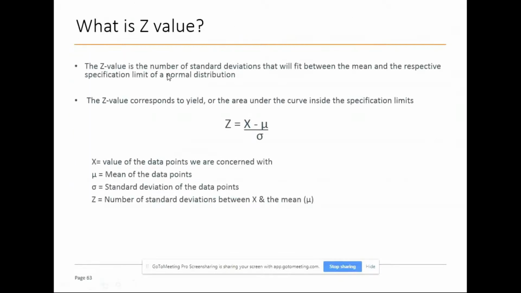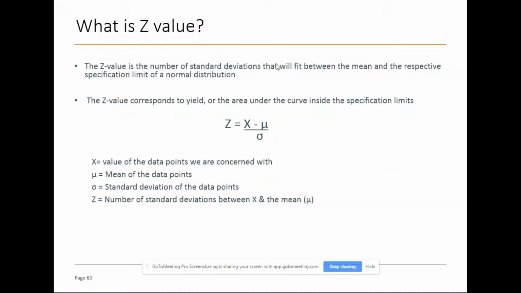The formula to use is Z is equal to the value that you're looking at, minus the mean mu, divided by the standard deviation. So if you look at the formula, whatever value you're trying to look at, if you deduct the mean from that value, how many standard deviations should you be able to fit into that.